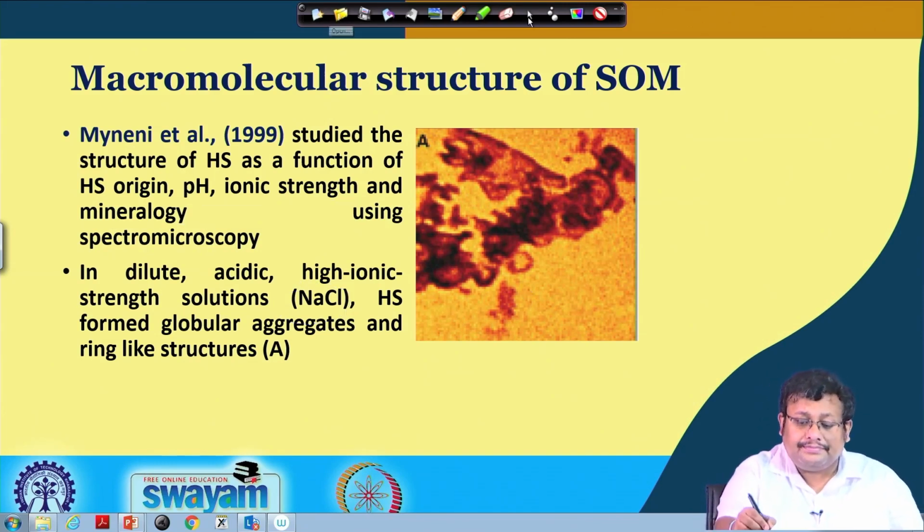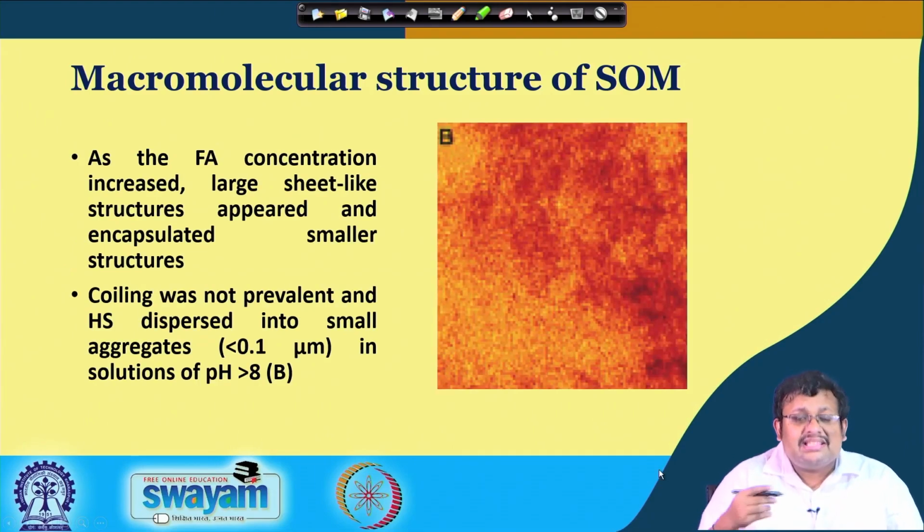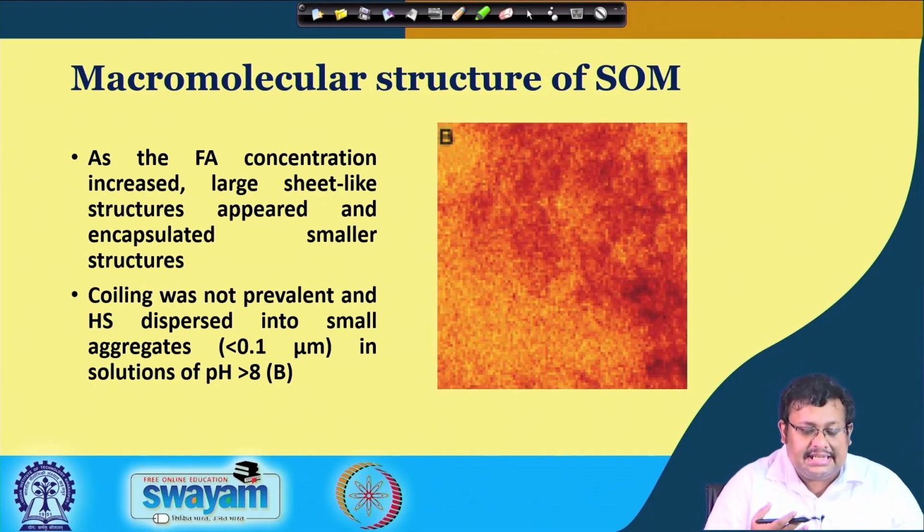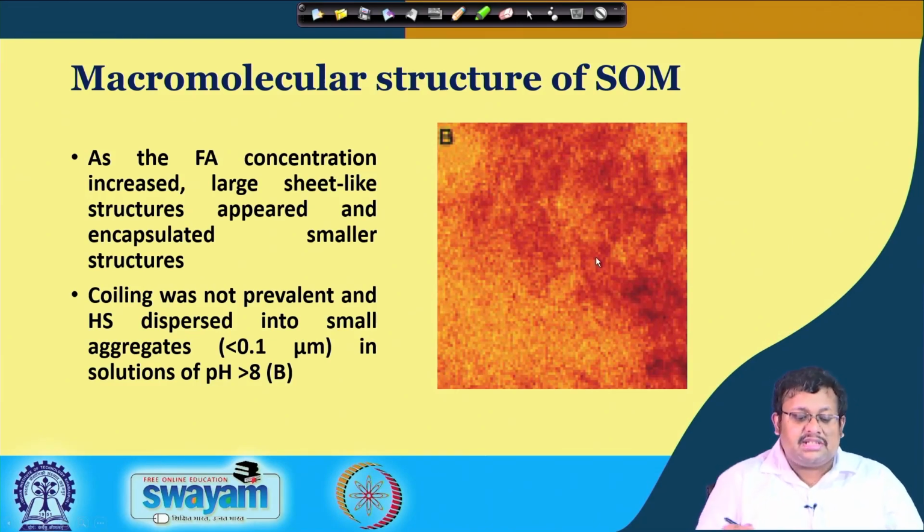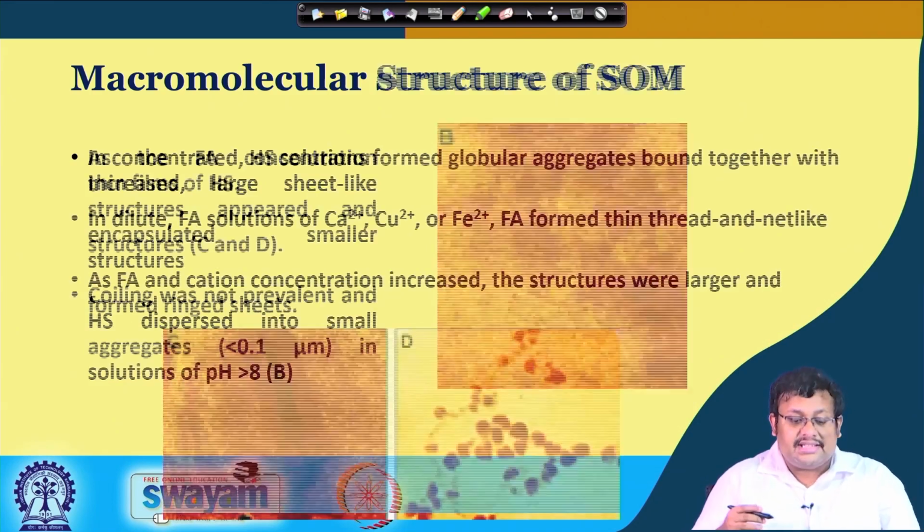And as the fulvic acid concentration increased, so it was the lower concentration. So, as the fulvic acid concentration increased, large sheet like structure, as you can see in this picture, appeared and encapsulated smaller structures, and coiling was not prevalent, and humus dispersed into small aggregates less than 0.1 micron in solutions of pH greater than 8. So, as you can see how this structure is changing based on the pH as well as the concentration of humic acid as well as fulvic acid fractions.